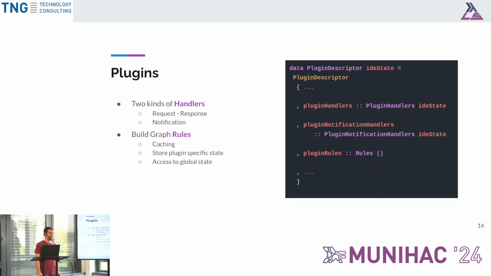And at last, we have the plugin rules. We're going to look into the plugin rules in more detail later on. Let me just say very briefly, rules are used for caching expensive computations when you are writing the implementation of a plugin, like when you write a specific plugin handler. They are also useful to store plugin-specific state across multiple requests, if you need something over multiple generations. And you can also access the global state of all of HLS, essentially.